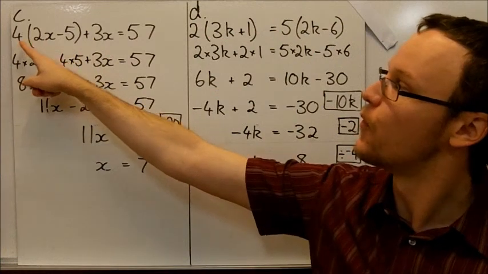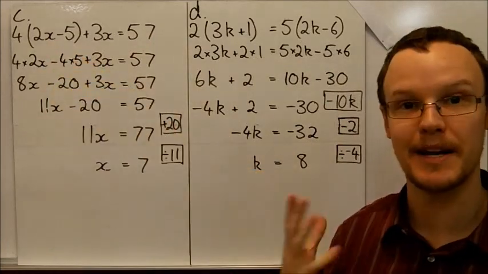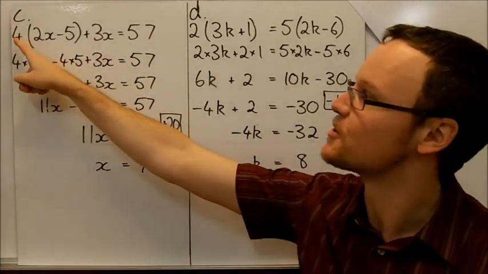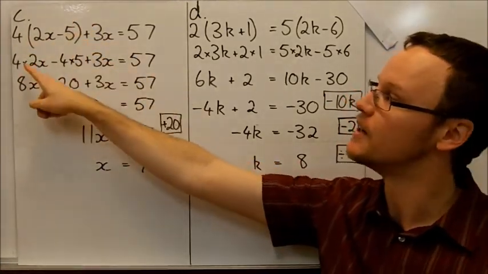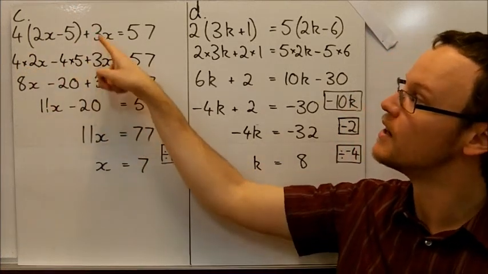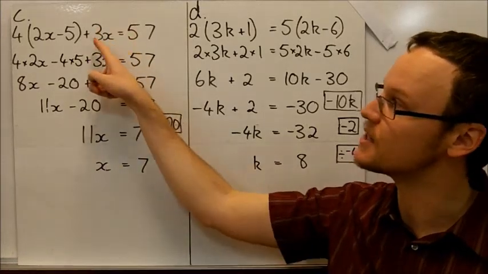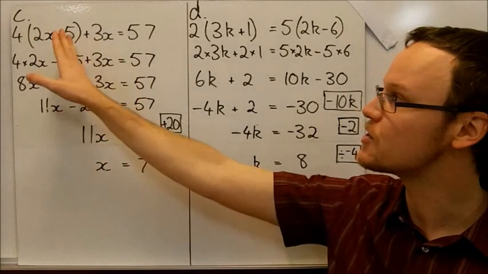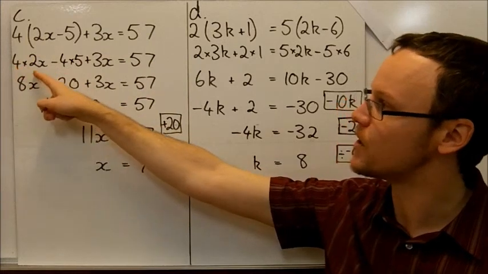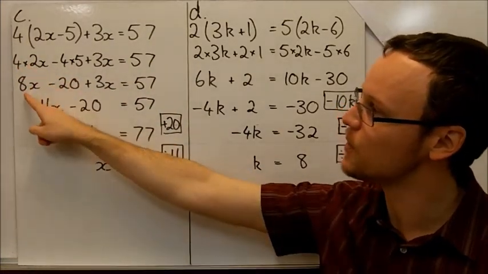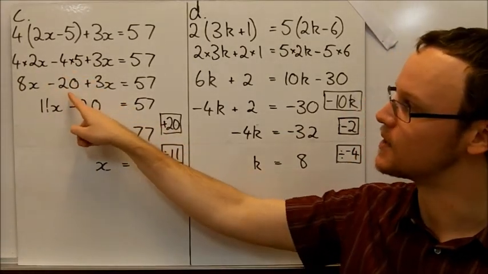Third problem, 4 times 2x minus 5 plus 3x equals 57. Firstly, we need to expand those brackets out. That's our first step. So 4 times 2x minus, because we've got a minus sign here, 4 times 5, plus our 3x equals 57. Notice we haven't included the plus 3x in our expansion, because it's not part of the brackets. It's an additional term added to the end. So 4 times 2x is 8x, and 4 times 5 is 20, minus 20.